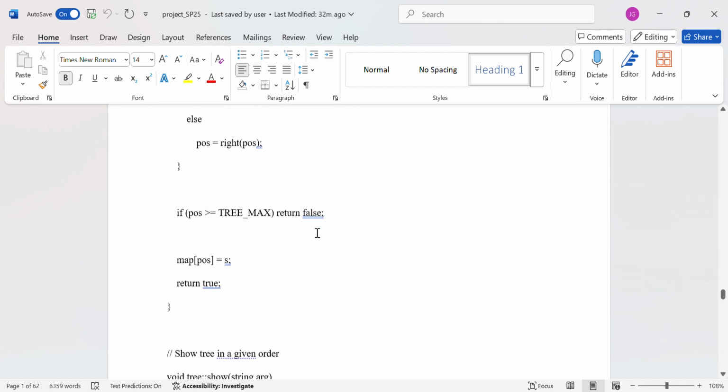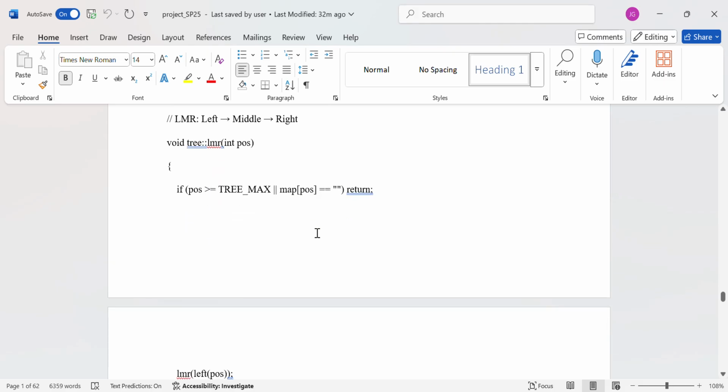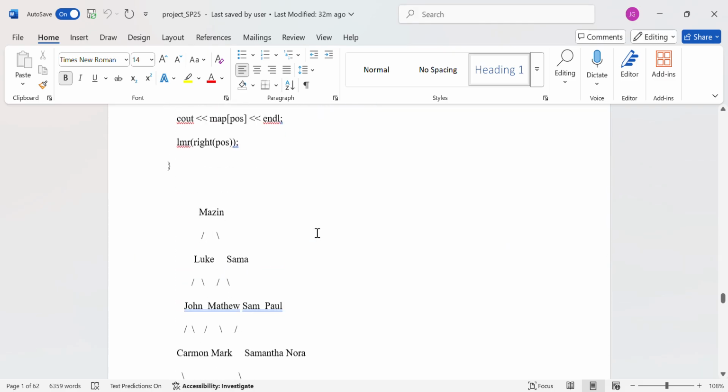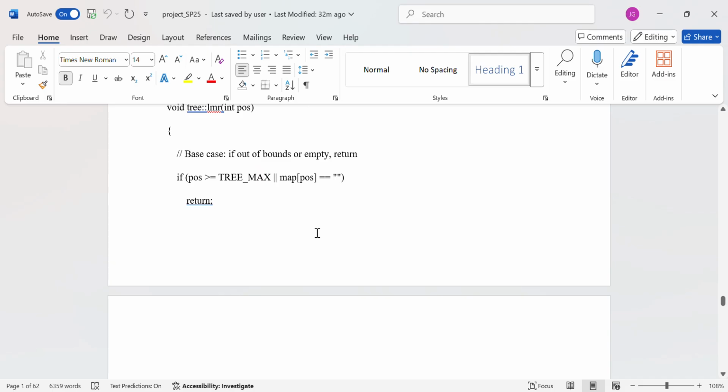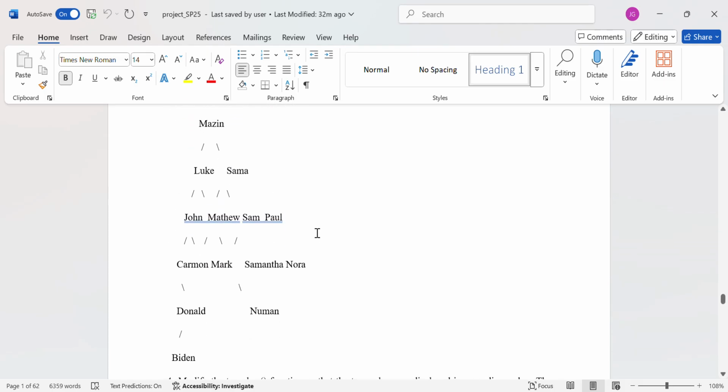So basically what I wanted to talk about was the LMR and the RML. The LMR is, here it is, the traversal in ascending order. So it would be traverse left, then print node, then traverse right. So the output would be Biden, Carmon, Donald, John, Jonathan, Luke, Mark, and so on and so forth.